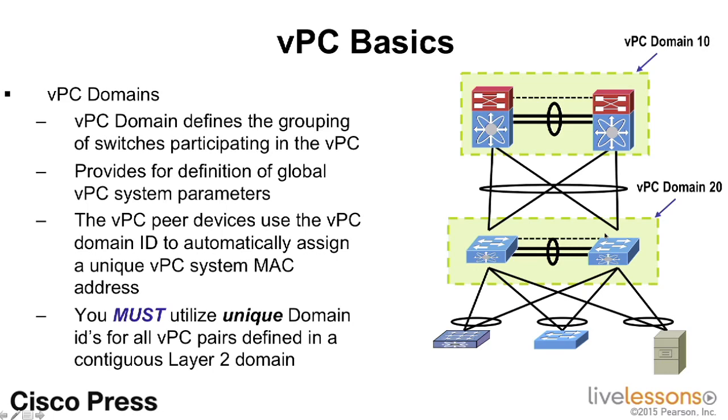That means that within a layer 2 domain, even a layer 2 domain that extends across 2 data centers, if you're using technology like OTV or VPLS to interconnect the 2 data centers and extend layer 2, all the VPC domain numbers must be unique. We'll get into more about the domain number when we do the configuration for VPC.